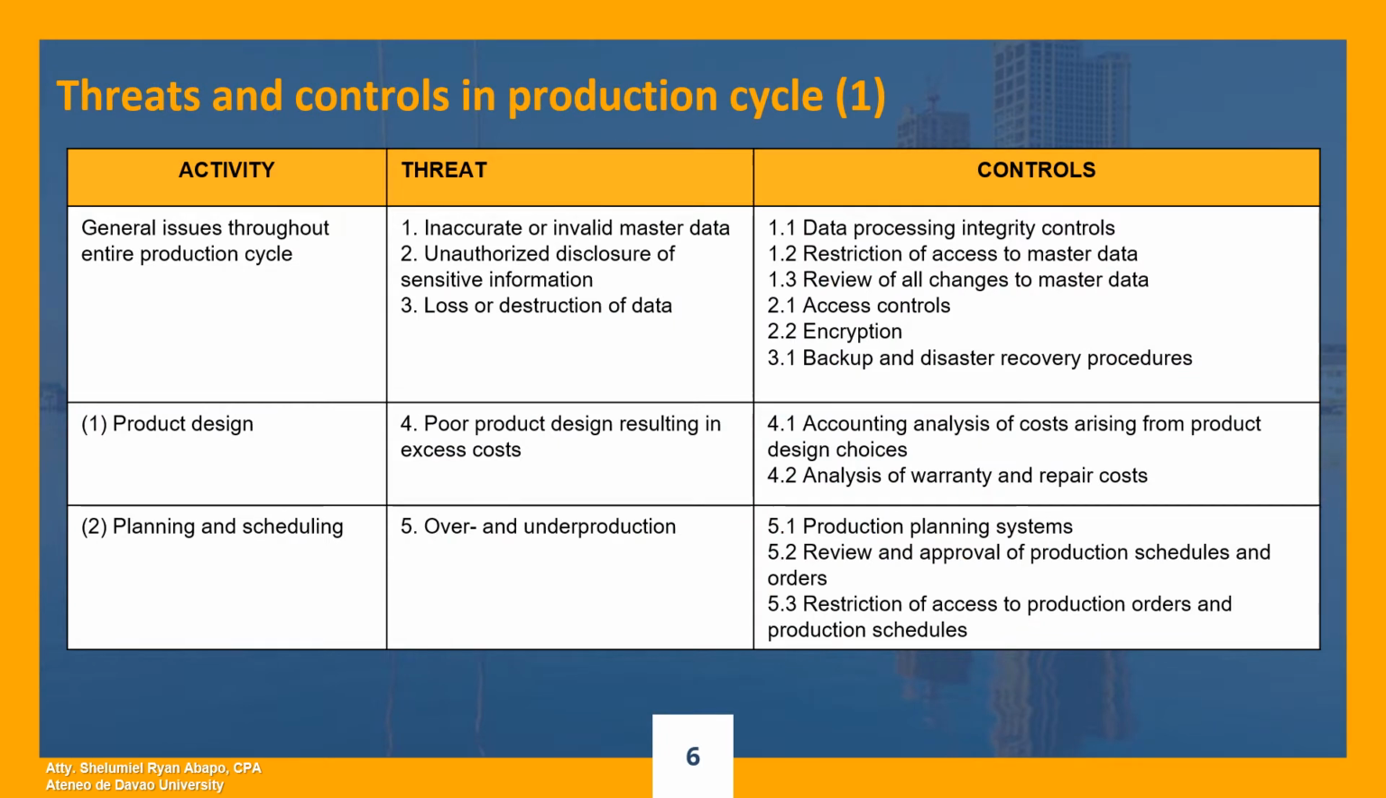But before that, let us proceed first to our summary table on the different activities under the production cycle, and the threats in these different activities, threats that could stop the organization or the company from achieving its objectives, and the different controls that could be designed or introduced to mitigate these threats. Okay, so in short, what are the threats to be expected from these four different activities under the production cycle, and what are the different controls that we may introduce in order that we can mitigate these threats, right?